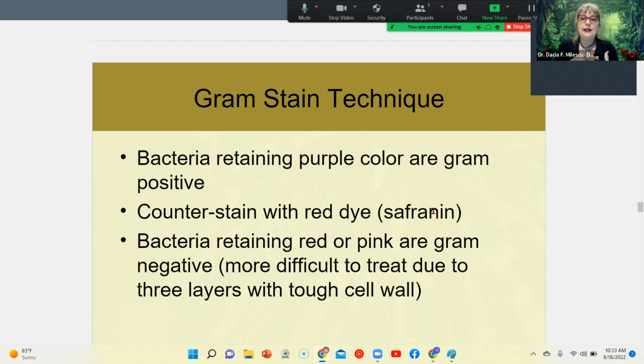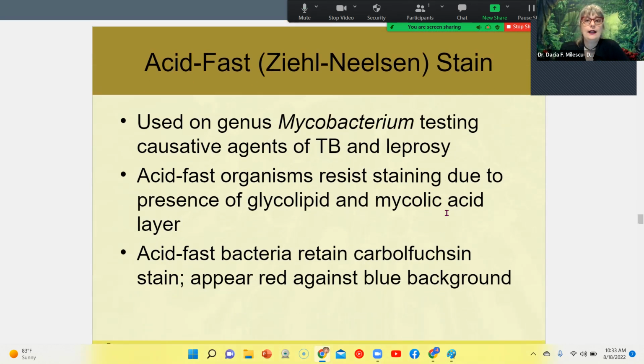So bacteria retaining the red or pink are gram negative, and bacteria that retain the purple are gram positive. Take this as a mental note: honestly, you don't want to have a lot of gram negatives. Those have a tough cell wall, so if they stain pink, know that you have your hands full with a gram-negative infection.